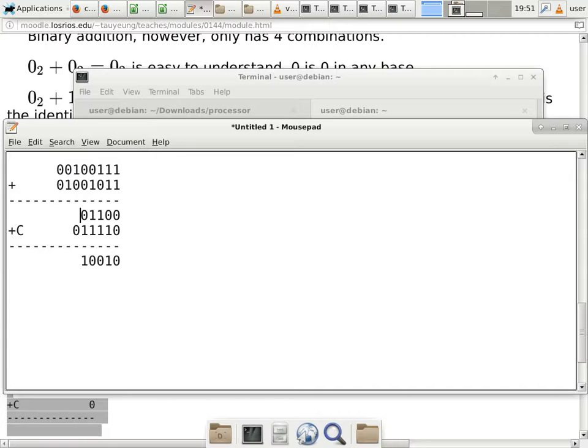1 plus 0 is a 1. 1 plus 0 is a 1. Neither addition ends up with a carry, so the carry to the next digit is a 0. 0 plus 1 is a 1. 1 plus 0 is a 1. Neither addition ends up with a carry. 0 plus 0 is a 0. 0 plus 0 is a 0. So that's the binary addition example.